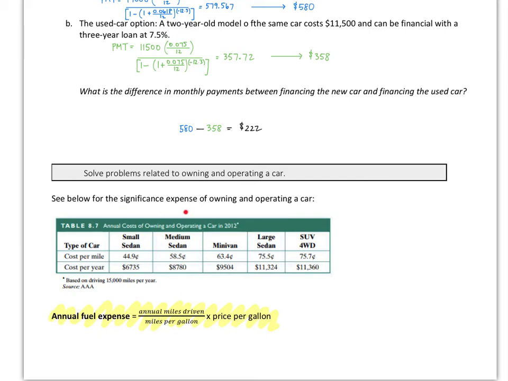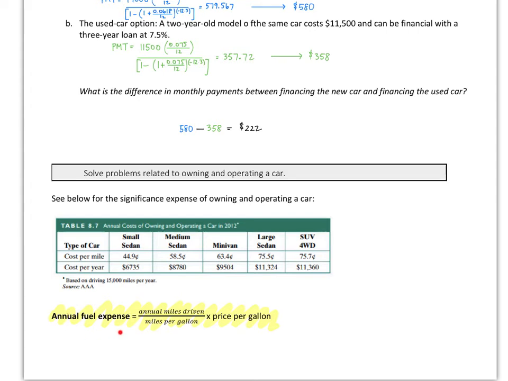So there's significant expense of owning and operating a car. For instance, depending on the type of car, you can talk about a small sedan. It costs 44.9 cents per mile, and the cost per year is going to be significant, right? Or a medium sedan, and you can see the cost per year, and this is just in 2012, so that was 8 years ago. All right, so a large sedan, an SUV, which is four-wheel drive, the cost is going to become more significant.